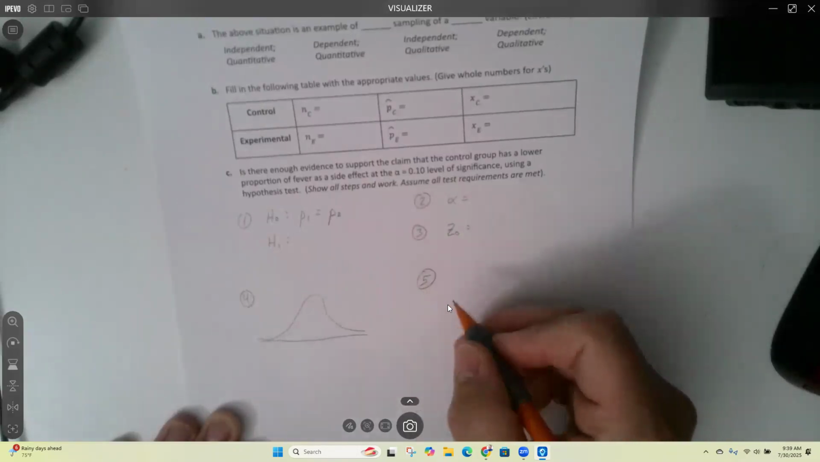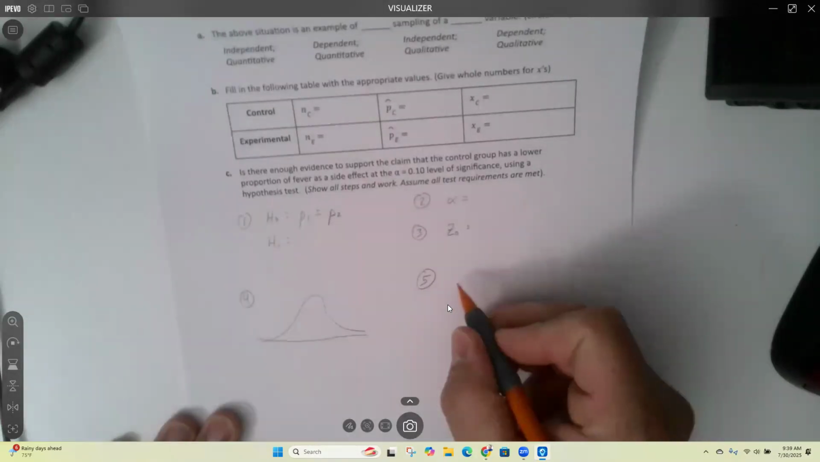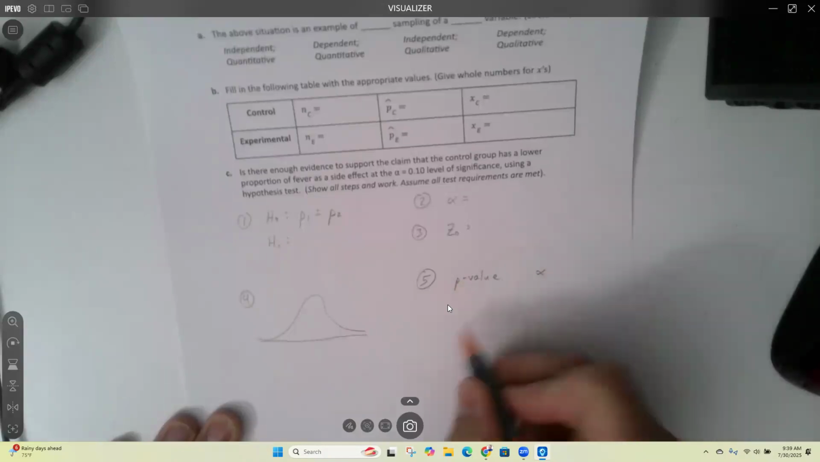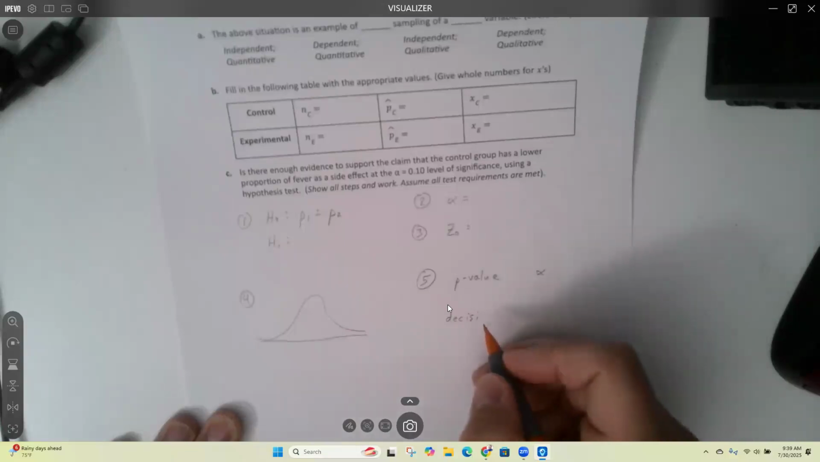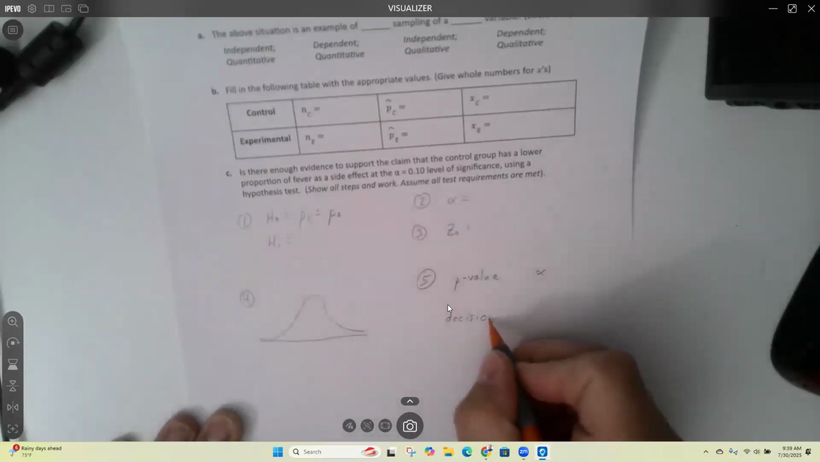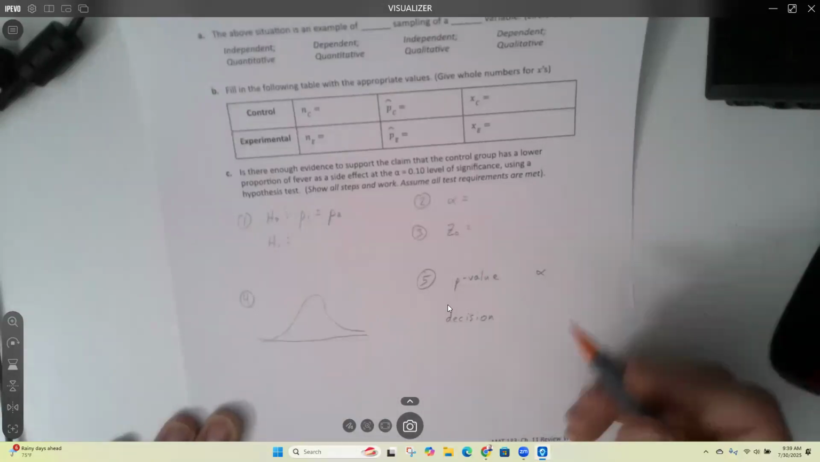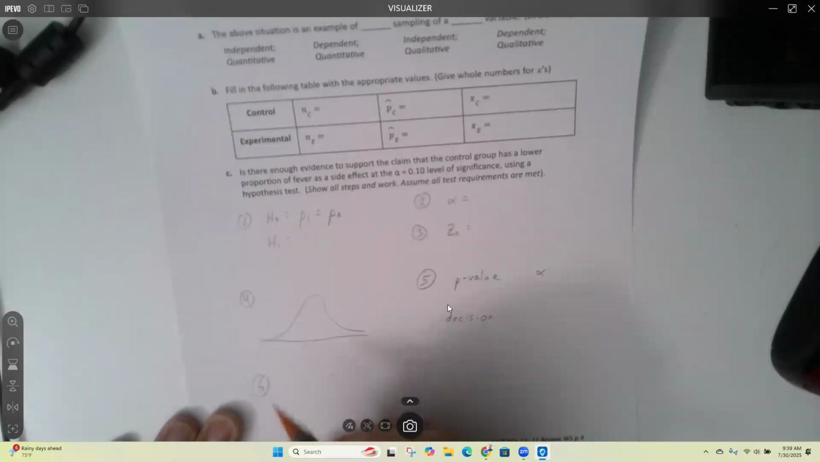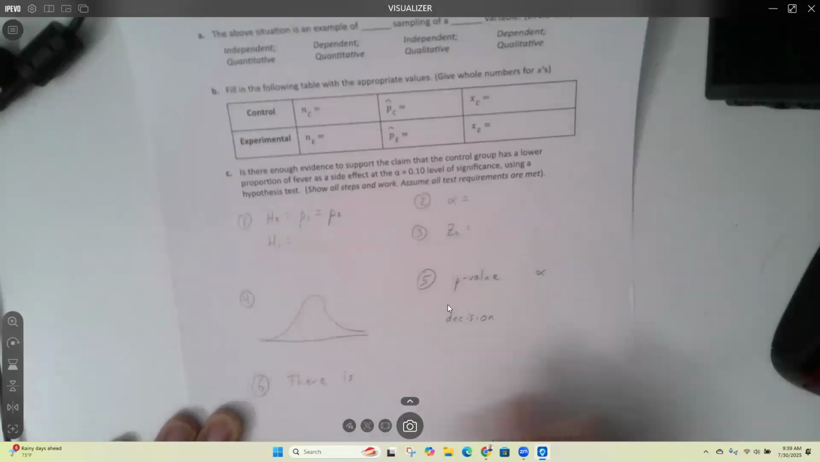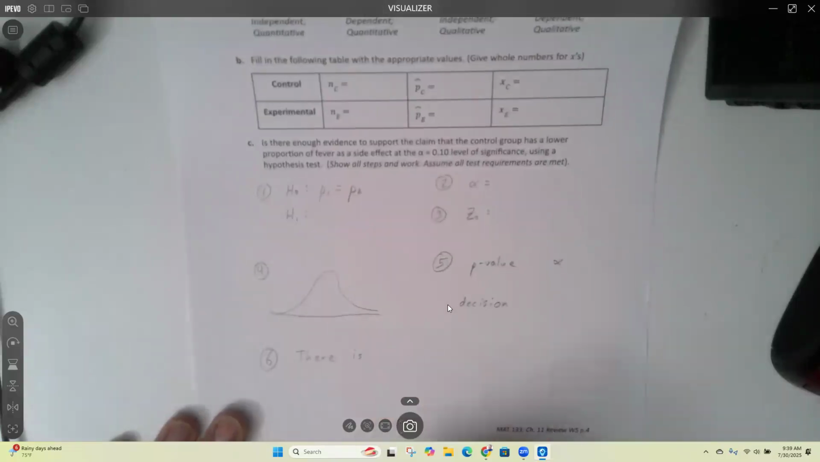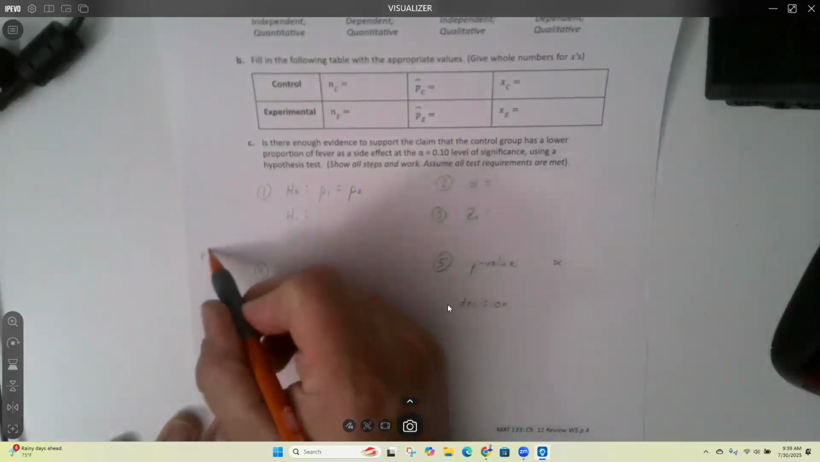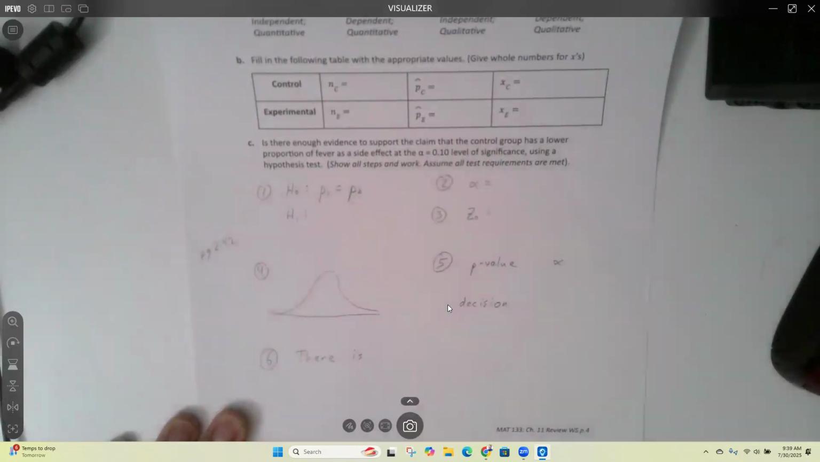Then we compare the p-value to our alpha and make a decision. The decision is always, we never accept the null hypothesis. We either reject the null or we do not reject the null. There is sufficient evidence, or there's not sufficient evidence. Page 242.